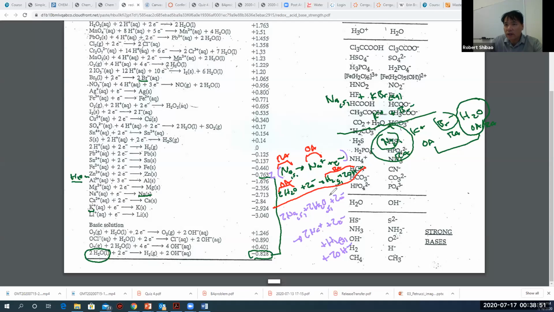Now the electrons have to cancel. So 2 electrons on the left cancel 2 electrons on the right. They have to cancel. And then I look for the driving force. When I do the driving force, I just label it like this.